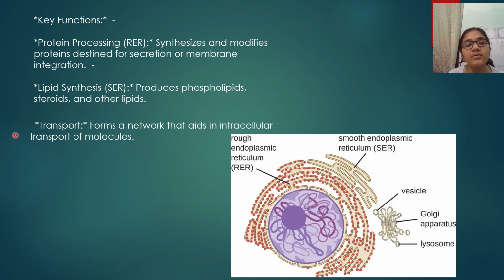अब अगर इसके transport देखें, it forms the network. ये जो हमारा ER है ना, what it do? It forms a network that aids in intracellular transport of molecules. ये इसका diagram है. This is a diagram of this.